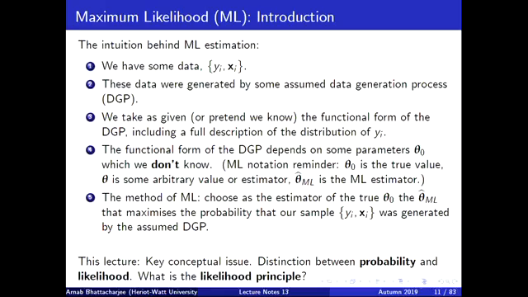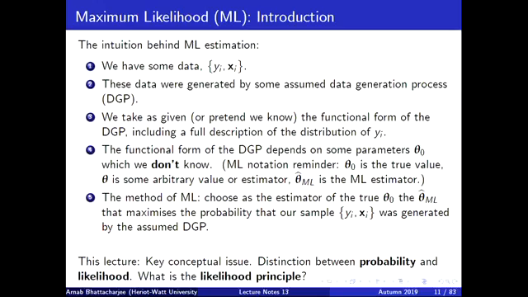Okay? And that is the principle that is called the likelihood principle. So what is the method of likelihood? You choose as the estimator of the true theta naught that value which maximizes the probability that our sample data was generated by the assumed DGP. Okay, straight away you can see that the principle here is very different from those two principles there. So it provides a different principle of estimation or inference.